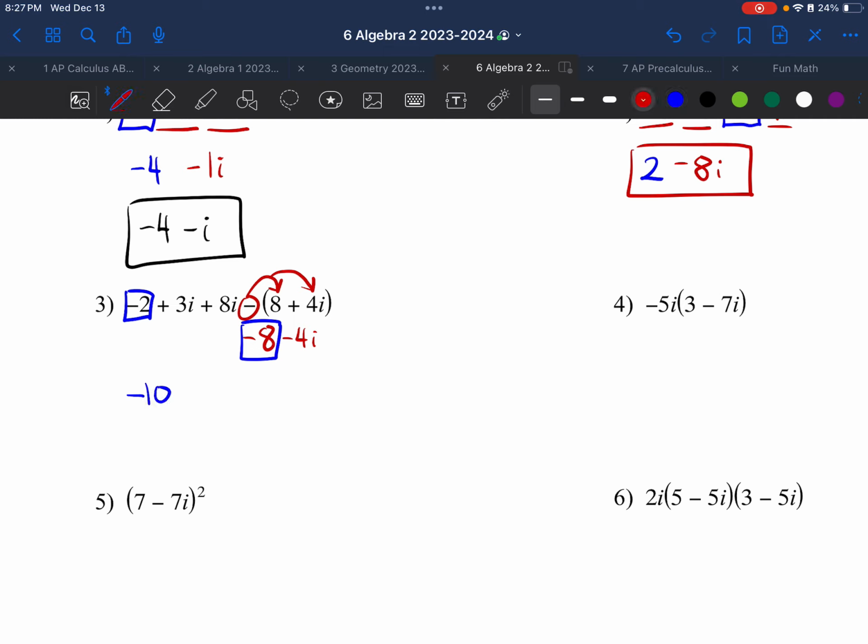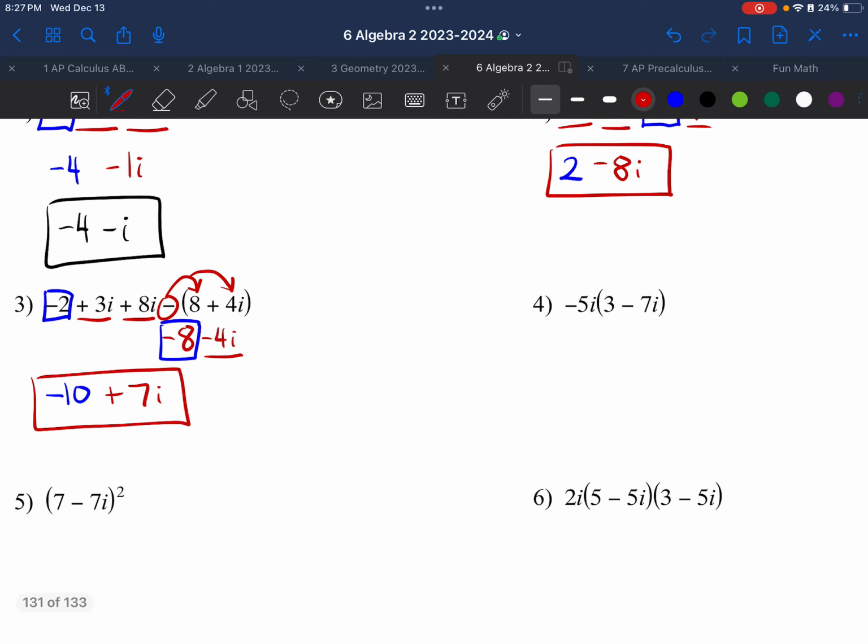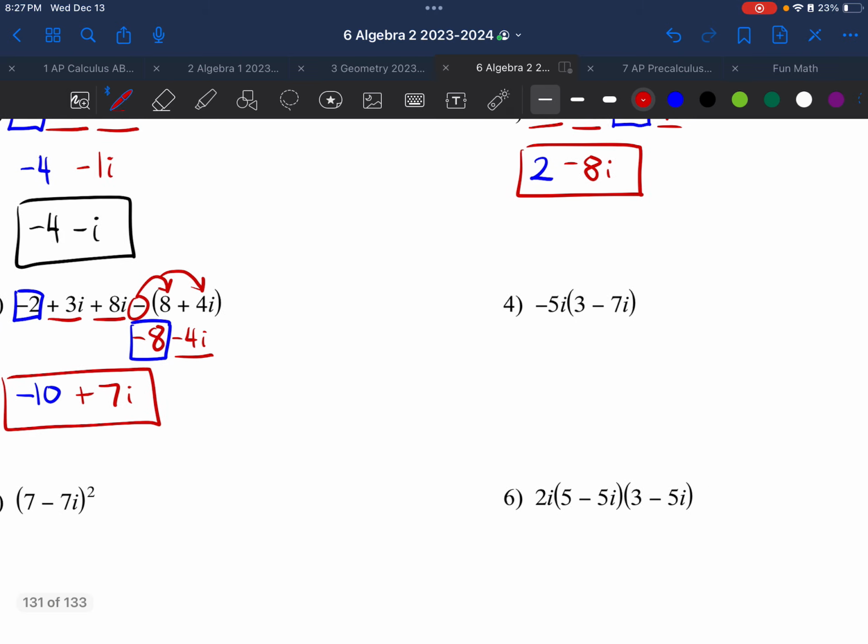Looking at all the imaginary terms, I have a plus 3i, a plus 8i, that's 11i so far, and then down 4i, so 11 minus 4 is 7. So this is going to be a total of plus 7i. Final answer, and box it. In number 4, we need to distribute. So this negative 5i is being distributed into these two terms.